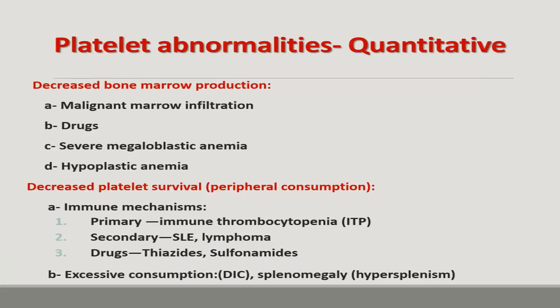First, we will start with platelet abnormality. We have the quantitative abnormality and the qualitative. The quantitative is either due to decreased bone marrow production, when there is malignant marrow infiltration like leukemia, drugs causing thrombocytopenia, severe megaloblastic anemia, or hypoplastic or aplastic anemia. Or it is due to decreased platelet survival, when there is peripheral consumption, either due to an immune mechanism in primary immune thrombocytopenia, or secondary to lymphoma, SLE, or drugs like thiazide and sulfonamide.